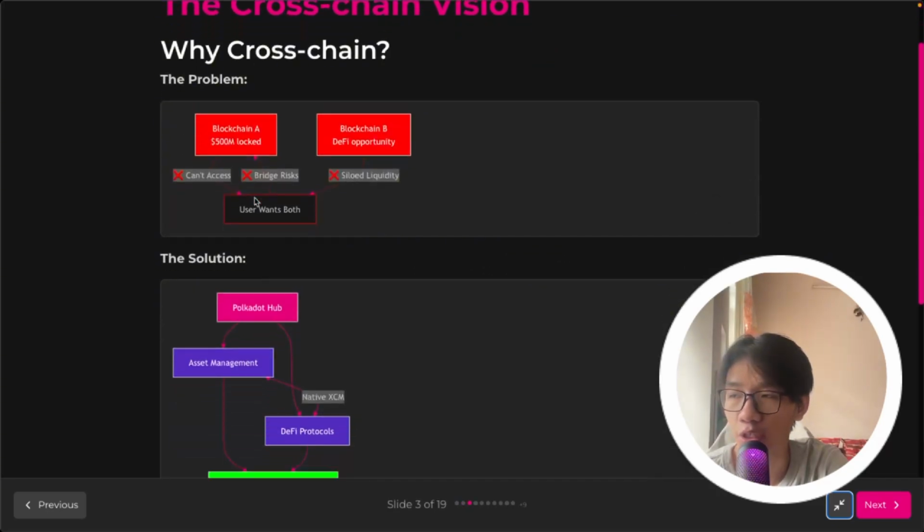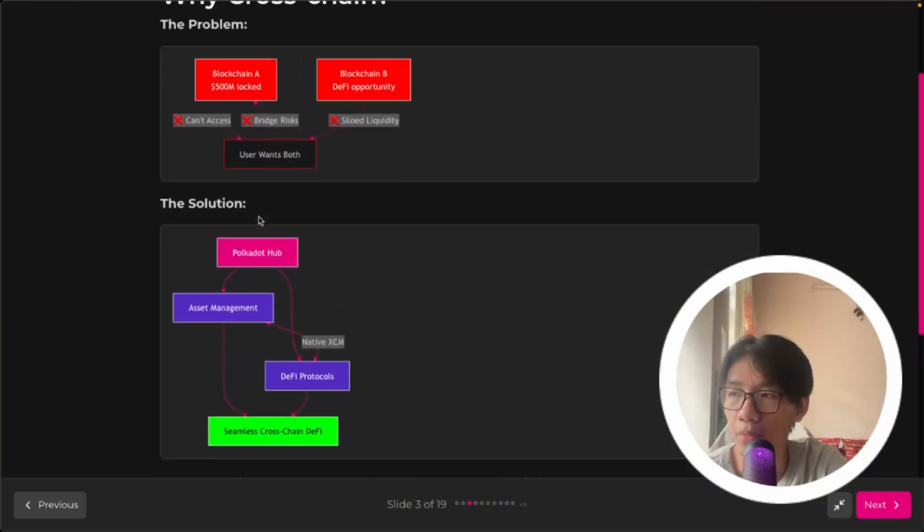Now for the cross-chain reasons, why cross-chain? The problem is, let's say you have two blockchains, and as the user you want to access blockchain A and also blockchain B, because you have $100 million locked on blockchain A. Then how can you do that? You need to bridge the token from blockchain A to blockchain B, but there's going to be a centralized risk on the bridge, and $500 million is still a huge amount of money. The other thing is that blockchain B needs to have enough liquidity to support the amount of tokens transferred from blockchain A.